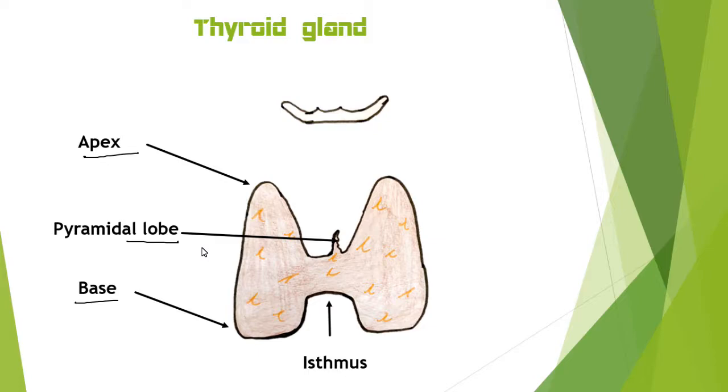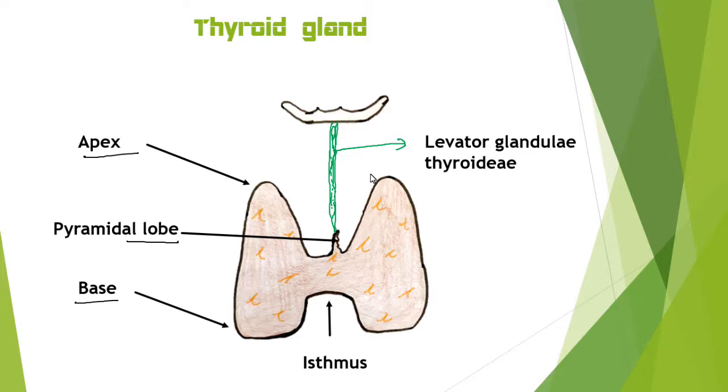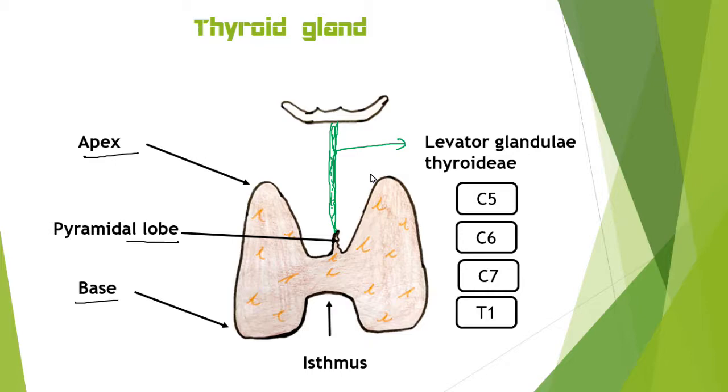Next, we have the levator glandulae thyroidae. This is the fibromuscular band extending from the tip of the pyramidal lobe to the hyoid bone. And as you know, the thyroid gland lies opposite to the C5, C6, C7 and T1 vertebrae.